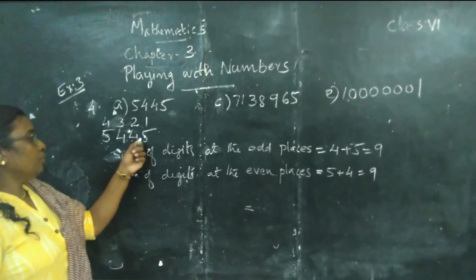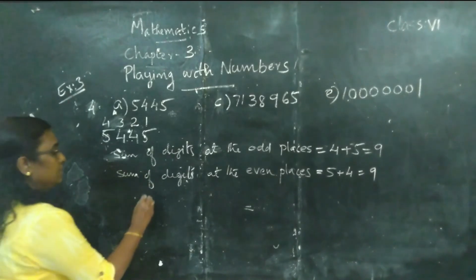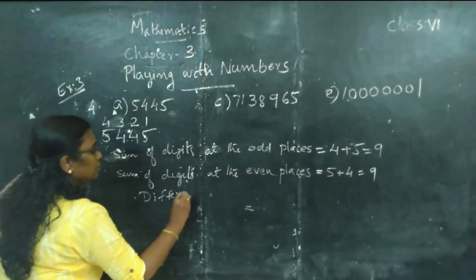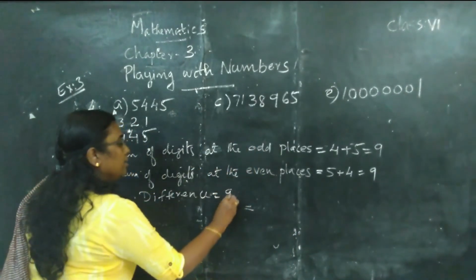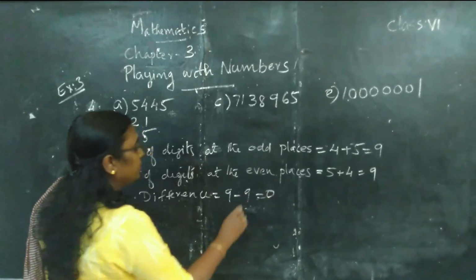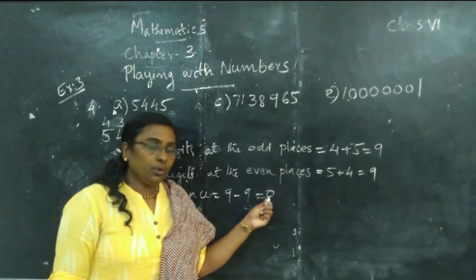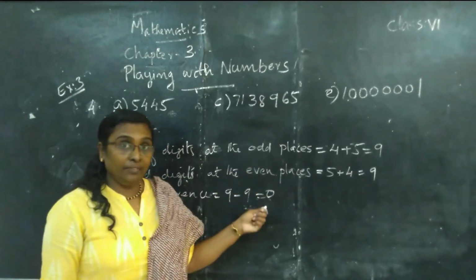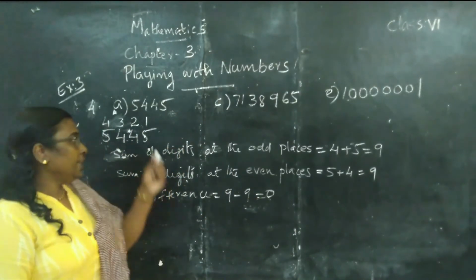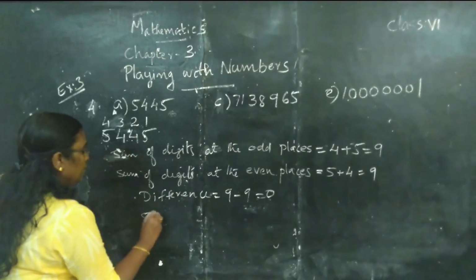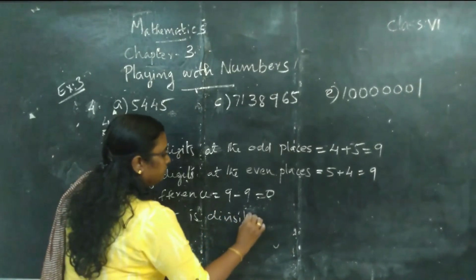We find the sum of digits at even places and the sum of digits at odd places. Then find their difference. The difference of 9 and 9 is 9 minus 9 equal to 0. If the difference is 0 or a multiple of 11, the given number is divisible by 11. Here we get the difference as 0. Therefore, 5445 is divisible by 11.